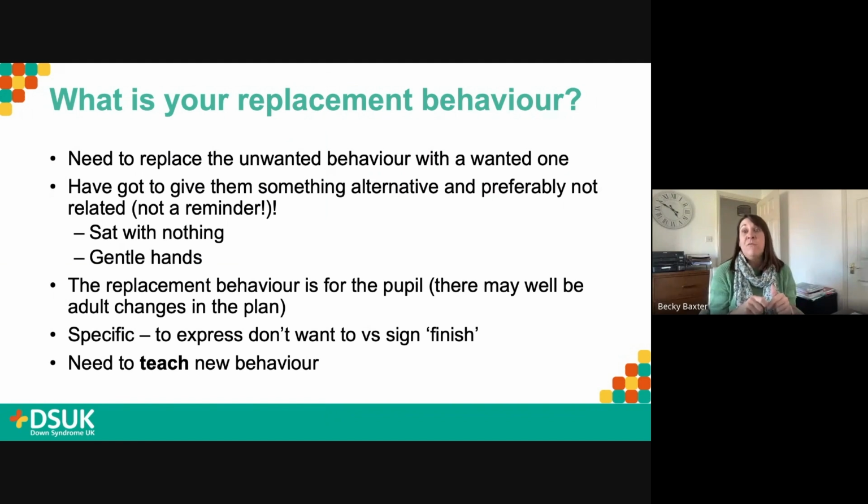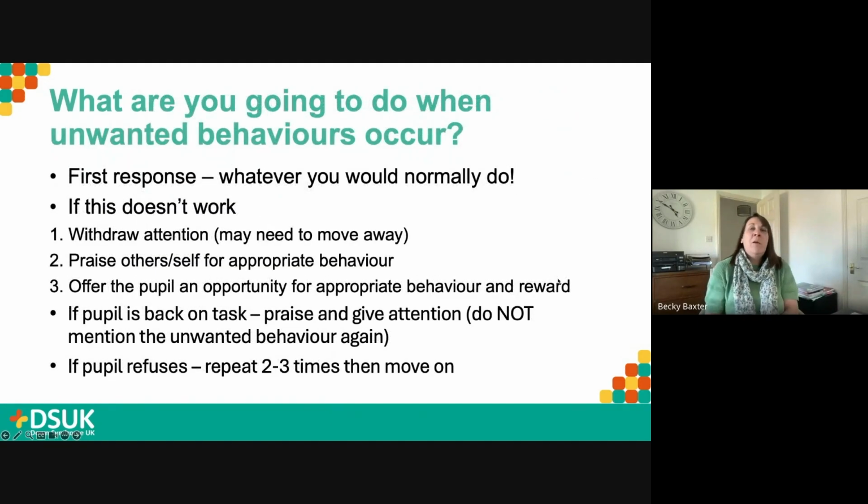Social stories are great. Videos are great. Role play is great, getting somebody to act it out, either them or a peer, and they can watch it back visually. Brilliant. If you have a time when that unwanted behaviour does occur, the first response I would normally say is do whatever you normally do in school, or if it's a parent, at home. But if that doesn't work, this would be what I would recommend.